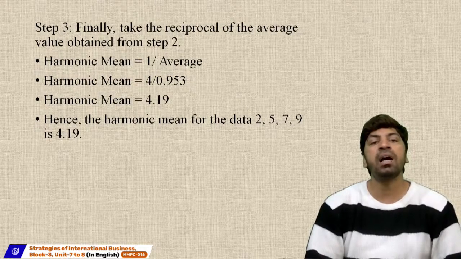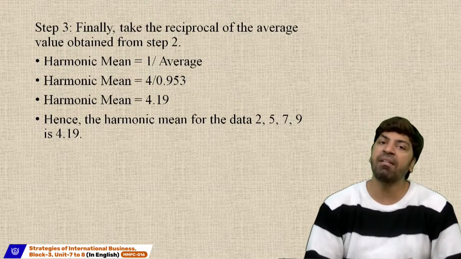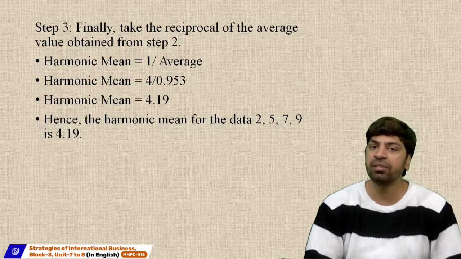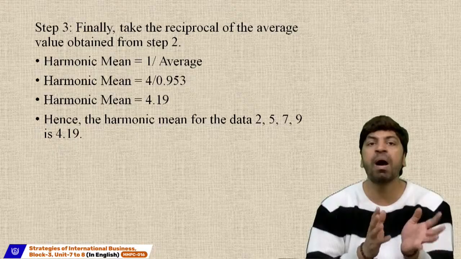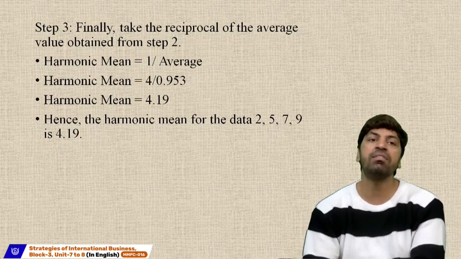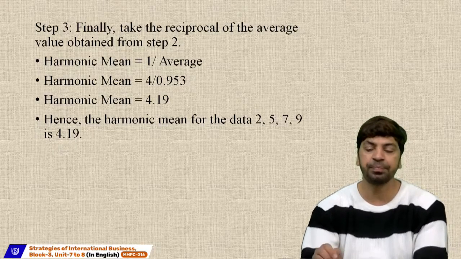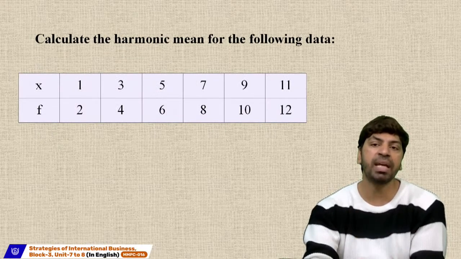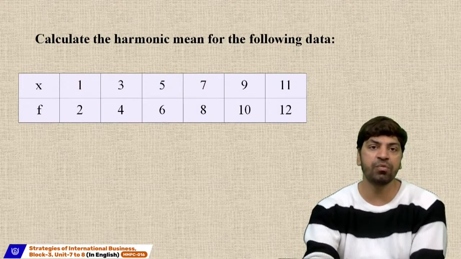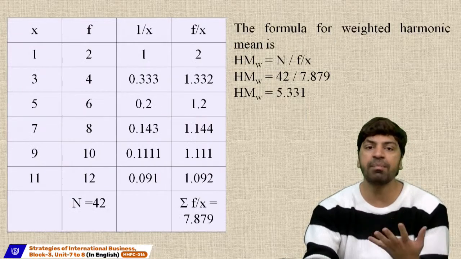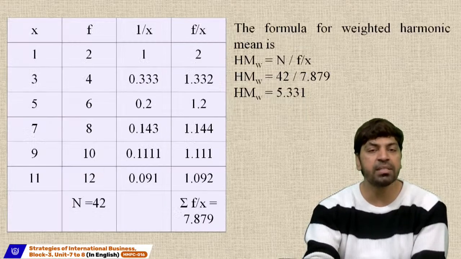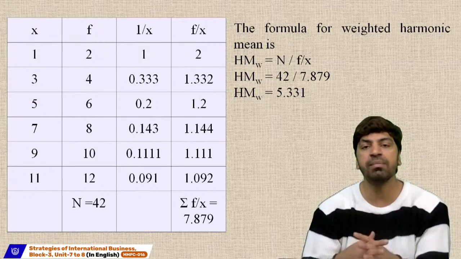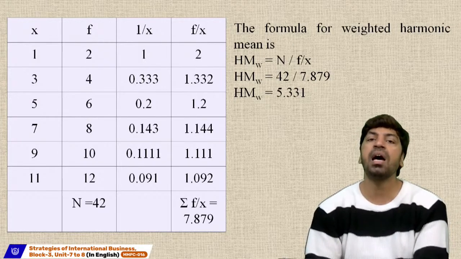If you look at the previous question, harmonic mean is n by average. That means n is 4 and the average is 0.953. So once we divide 4 by the average, we can easily get 4.19. So this is how we calculate the harmonic mean in the case of a discrete series. With a discrete series, we use a table, and with the use of this table we have estimated the harmonic mean.